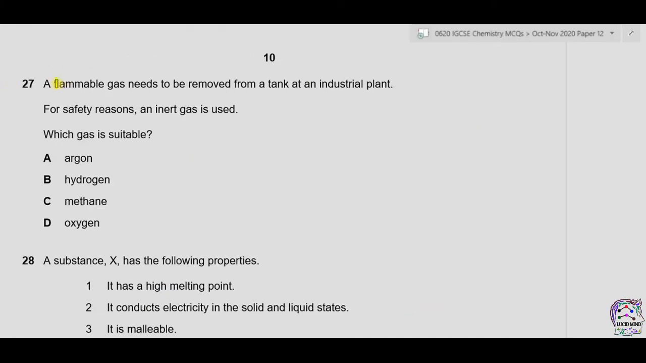Question 27. A flammable gas needs to be removed from a tank at an industrial plant. For safety reasons, an inert gas is used. Which gas is suitable? Now, inert gas means a gas that is unreactive, or a noble gas. And in the periodic table, inert gases are present in group 8.